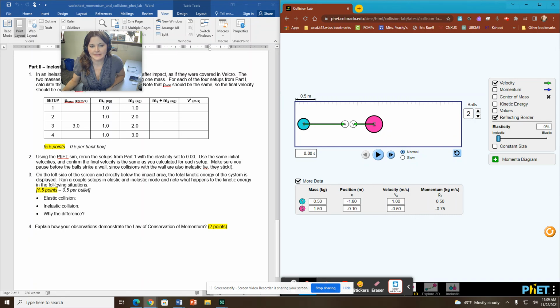Okay, and then it says on the left side of the screen and directly below the impact area, the total kinetic energy of the system is displayed. I think you have to actually click it right there. So this is slightly different. You click on kinetic energy. It says total kinetic energy here. Okay.